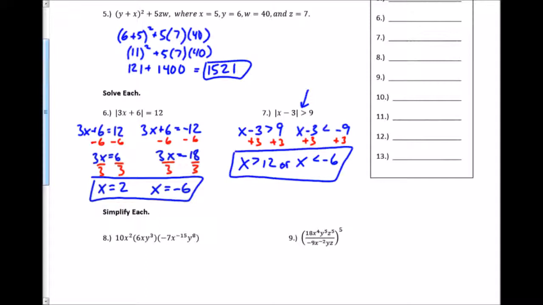And I can even do a little quick sketch on a graph to check this thing. If I've got a negative 6, I want to be less than the negative 6. I want to be greater than the 12. And now I can see it looks like an or inequality.